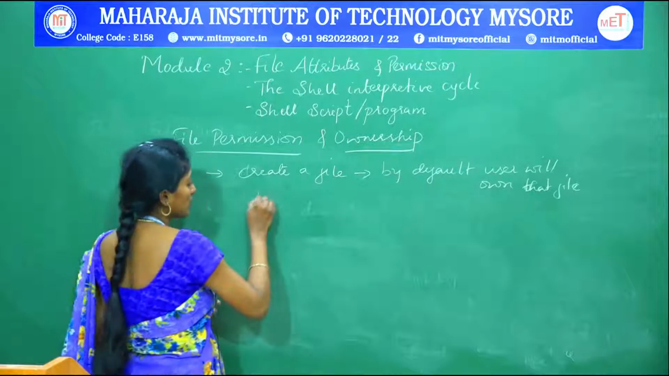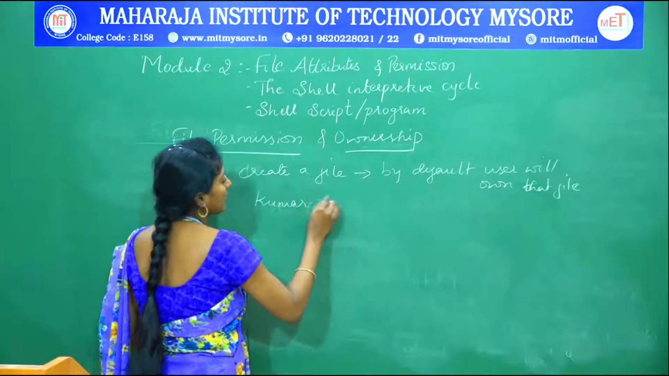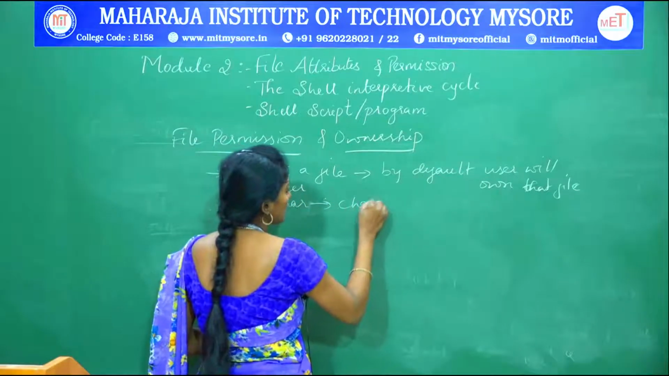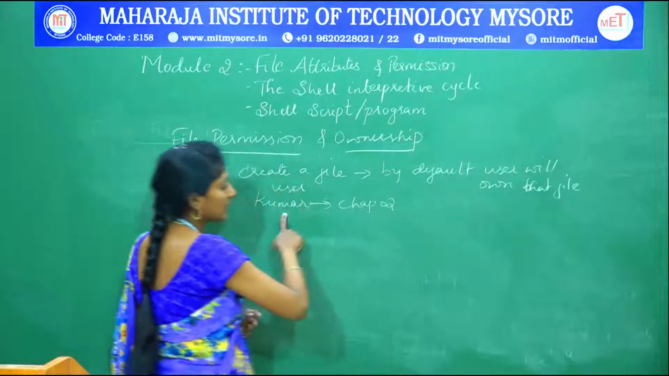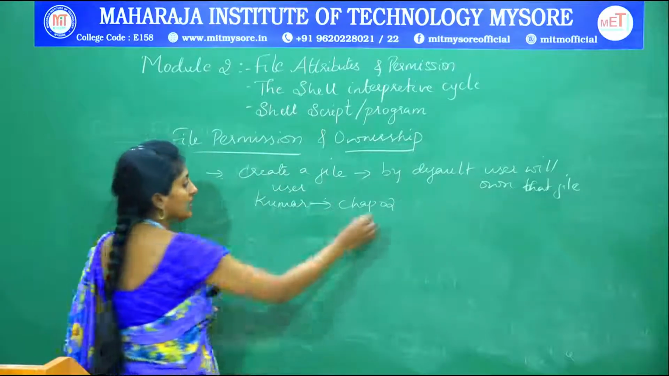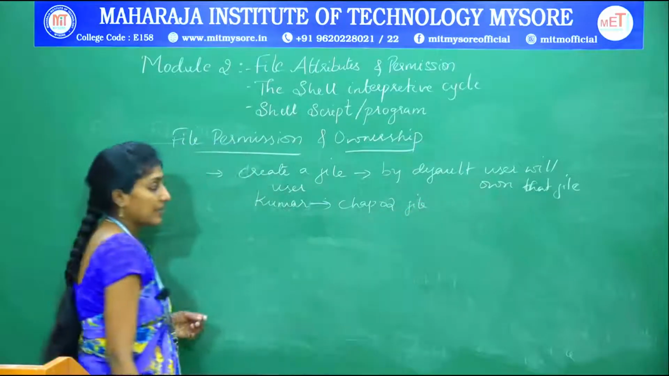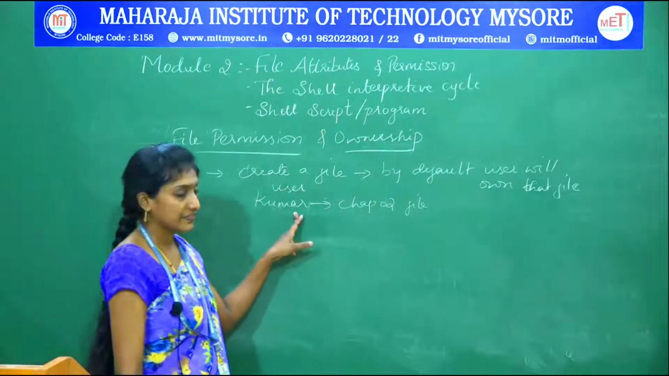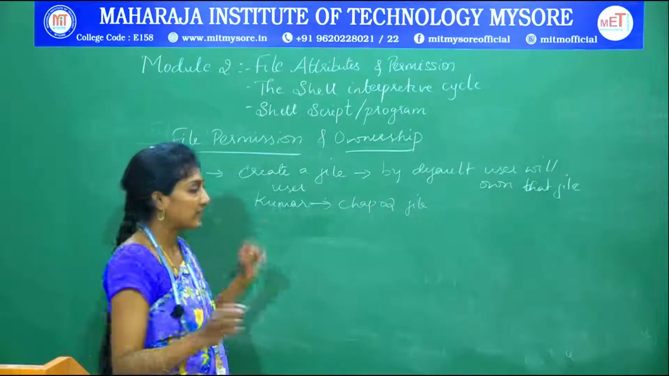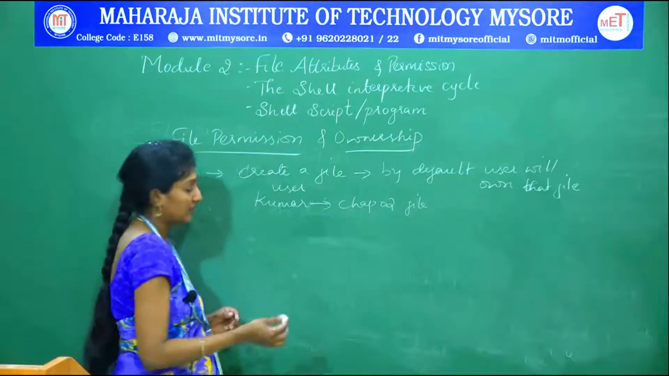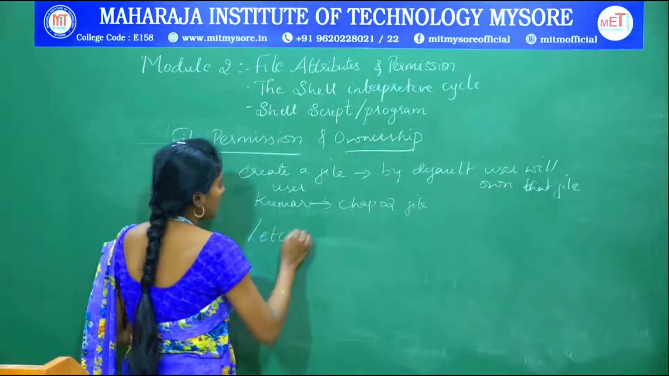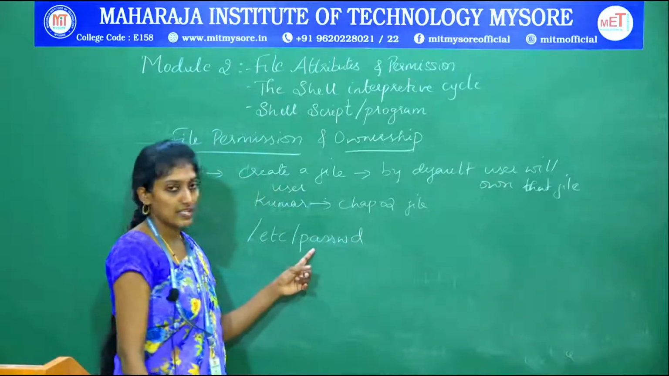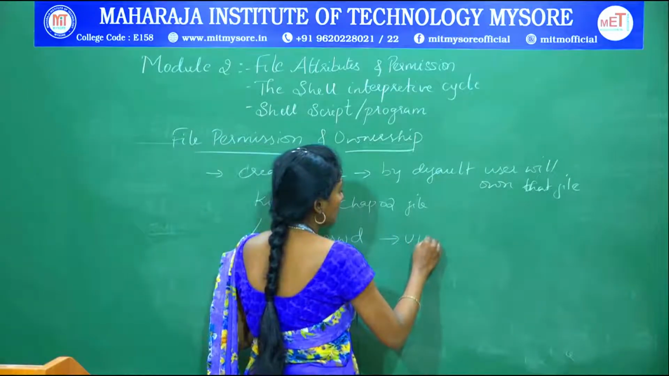If the user is Kumar and he has created a file chapter 02, the owner of this file is now Kumar. Likewise, once you create a file, a user identification number and a group identification number will be associated with each and every file. That will be known under the file /etc/passwd. This will get you the UID.